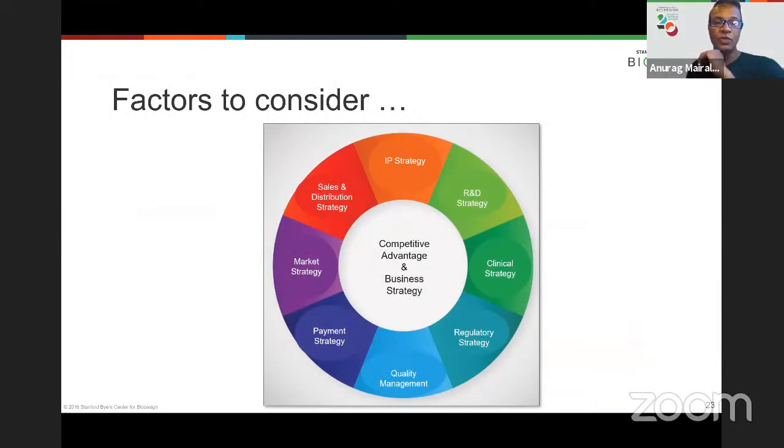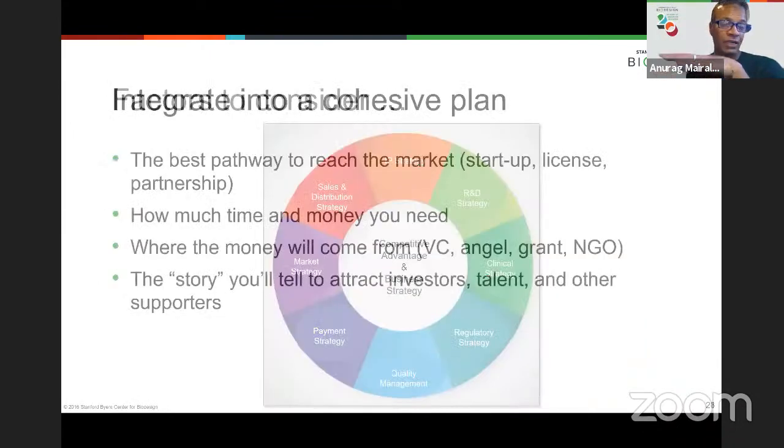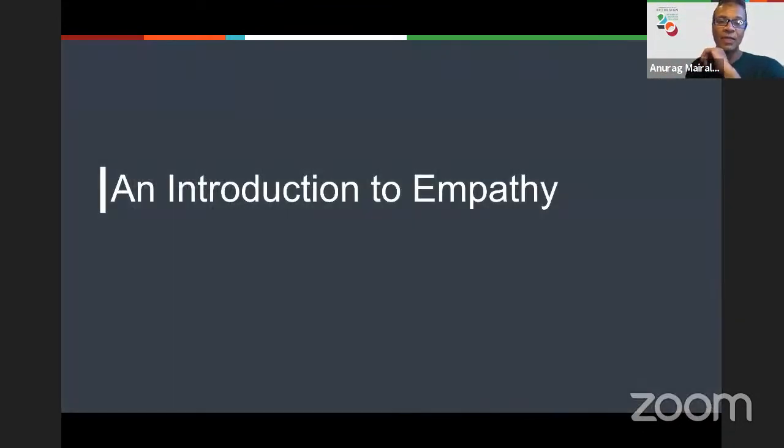There are a number of factors that you consider when you're doing an implementation plan, and we're not going to focus on it today, so I'm skipping that.